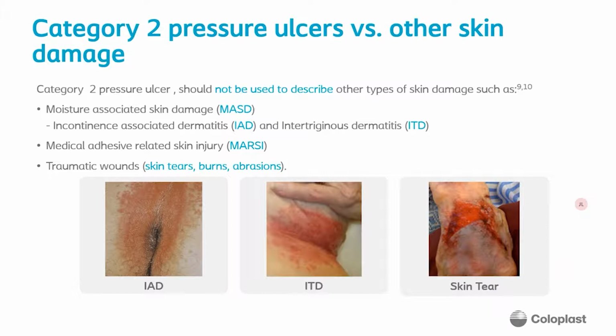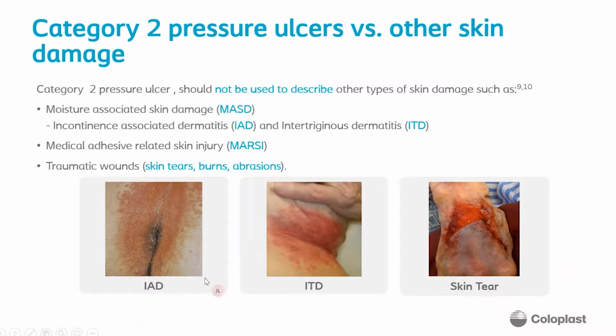Sometimes category 2 pressure ulcers are mistaken for other types of skin damage. I have just briefly touched on moisture associated skin damage in the previous slide, but what we most commonly see is Incontinence-Associated Dermatitis, and that can be mistaken for category 2 pressure damage. So we just need to bear in mind what we're actually looking at, whether it's over a bony prominence or not, and if it's not over a bony prominence, is it true pressure or pressure related to a device, or could it be that we're looking at one of these other potential causes?